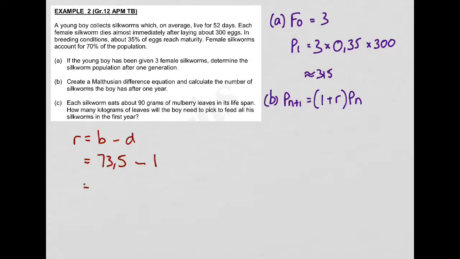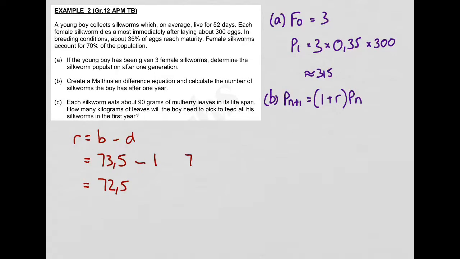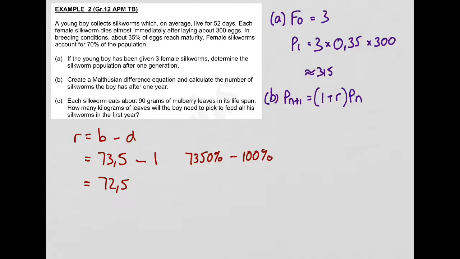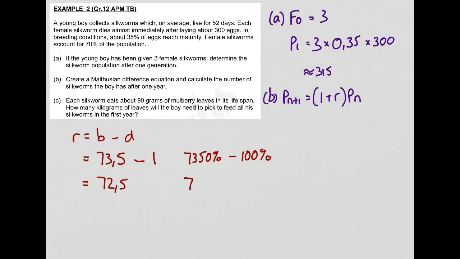So that gives us then a growth rate of 72.5. Now you could look at this as saying 7,350% minus 100%, which would then give you a growth rate of 7,250%. But we generally work in decimal form only. So we know now that our difference equation is going to look like this. 1 plus 72,5 times the previous population.